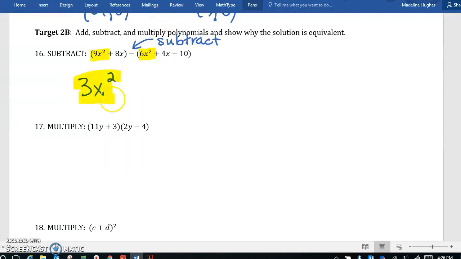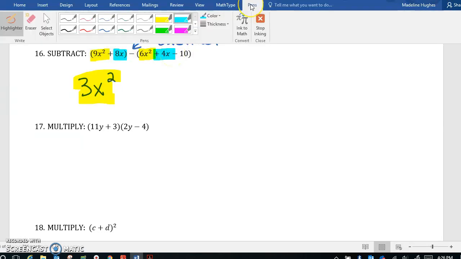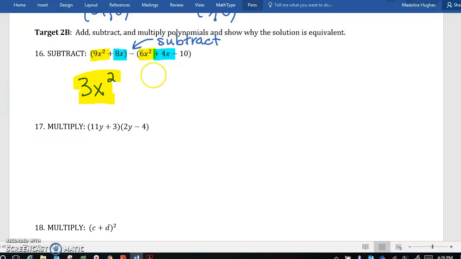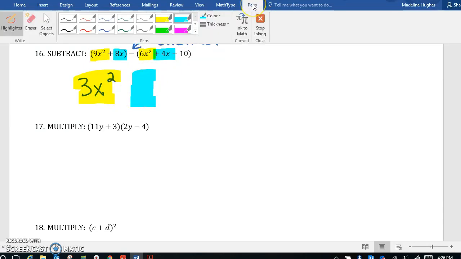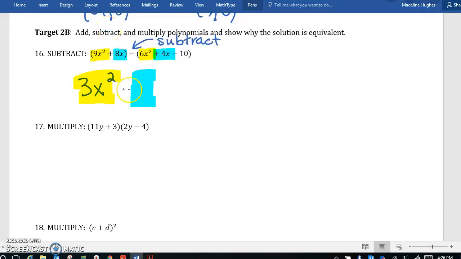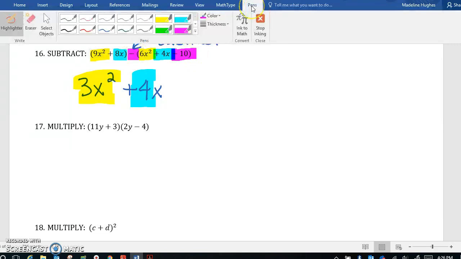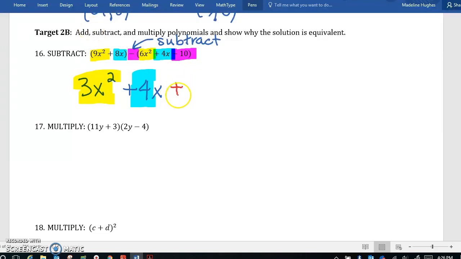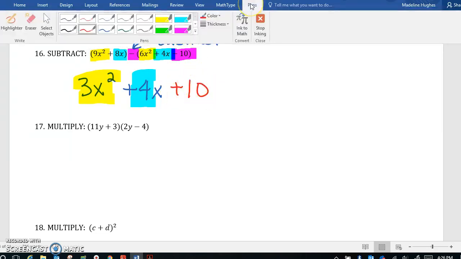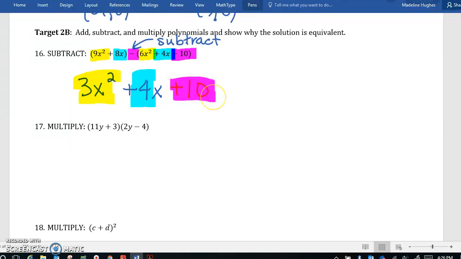Highlight that. Our next one, we have a positive 8x and a positive 4x. So we want to subtract those. 8 minus 4 is a positive 4x. And then lastly, be careful because we're subtracting a -10. Subtracting a -10 turns into a positive 10. And there's our final answer.